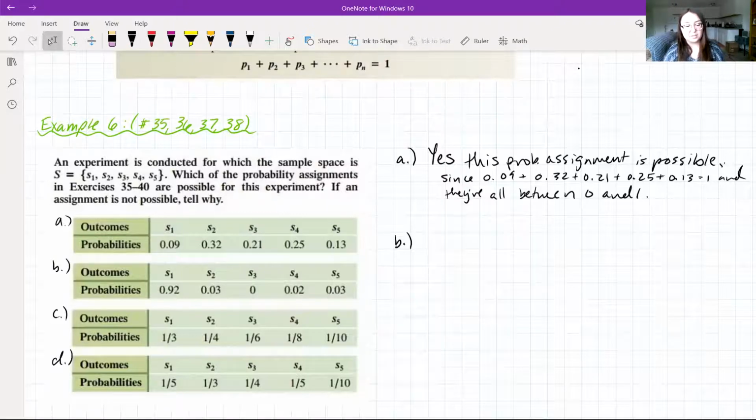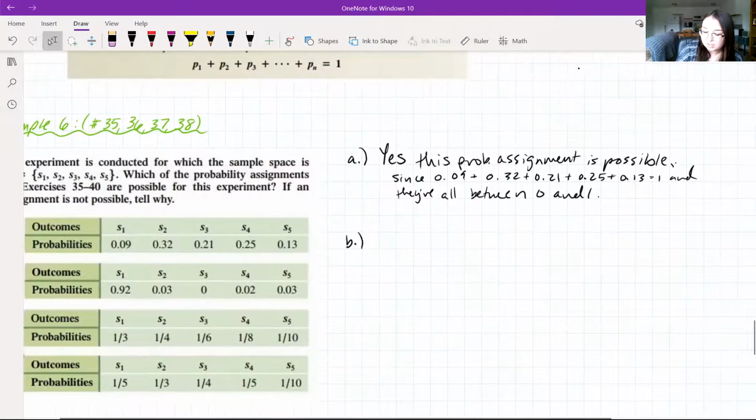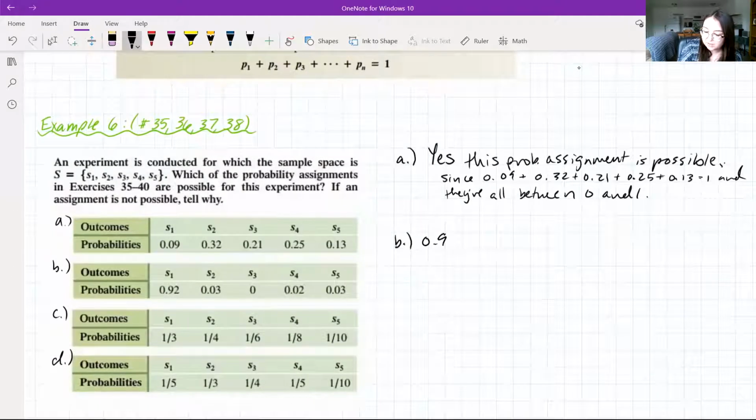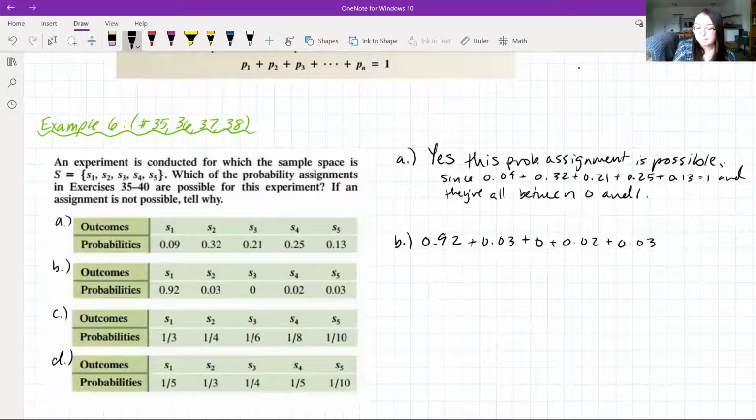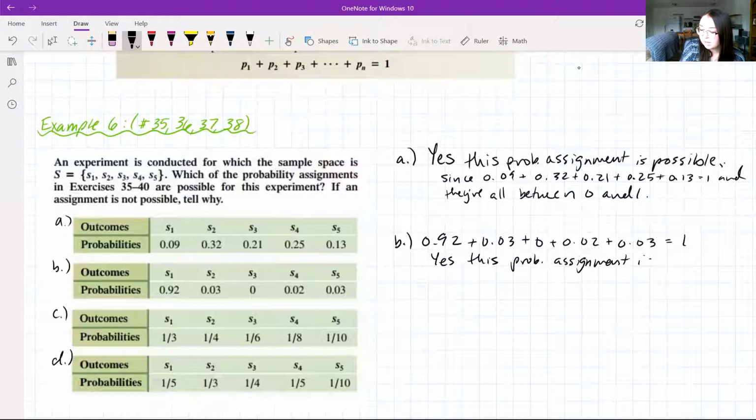Now our second condition, which we just need to add these values up and see if they equal 1. So if you add them up, you should get that they are equal to 1. So we say that yes, this probability assignment is possible.